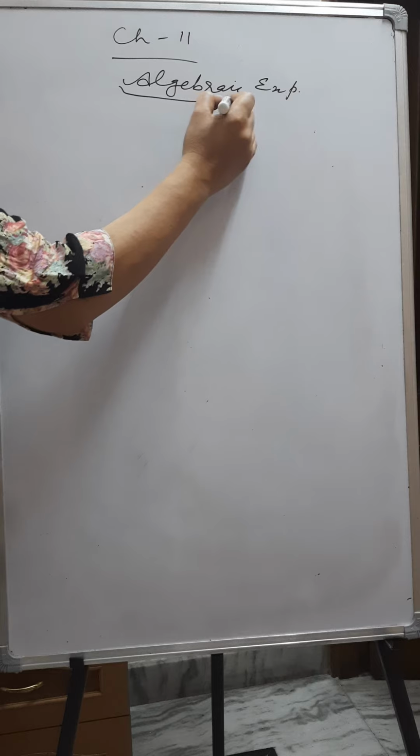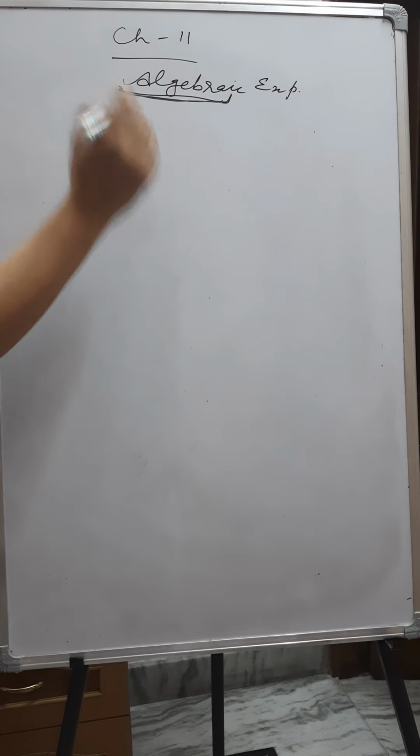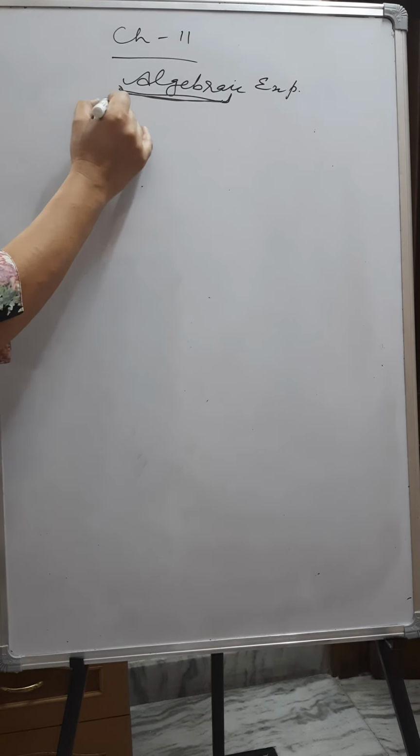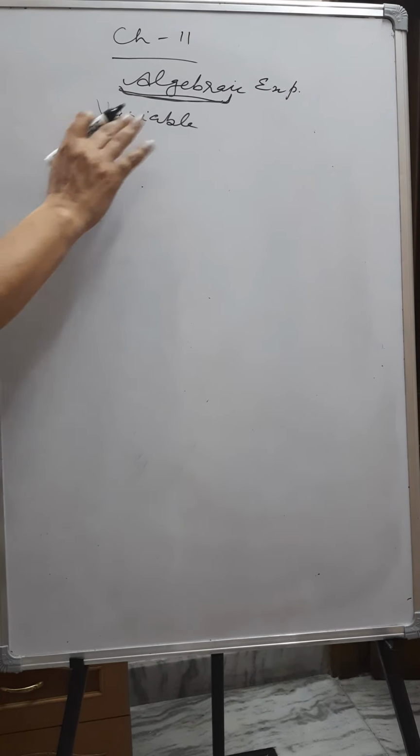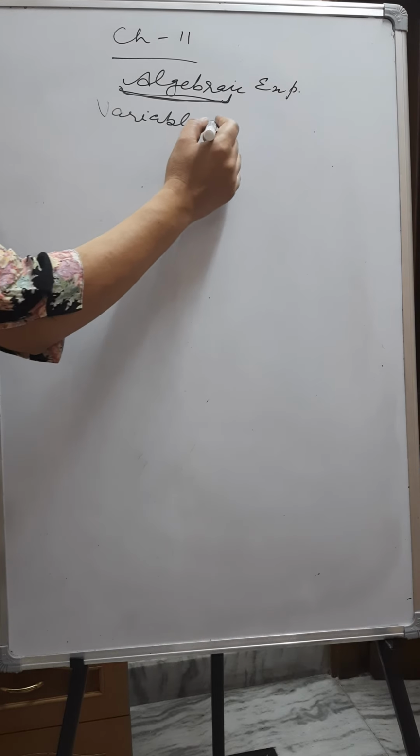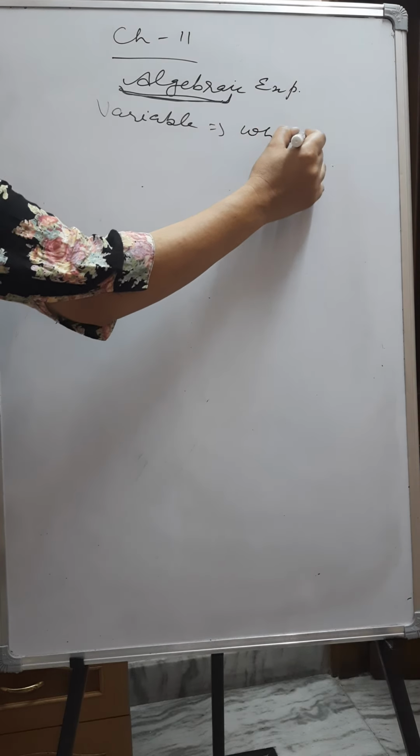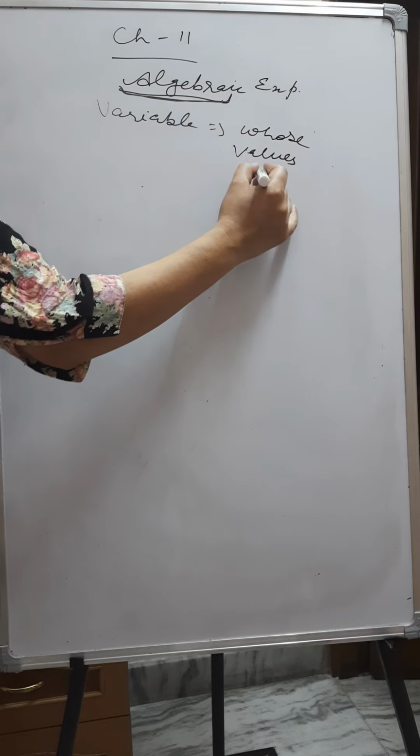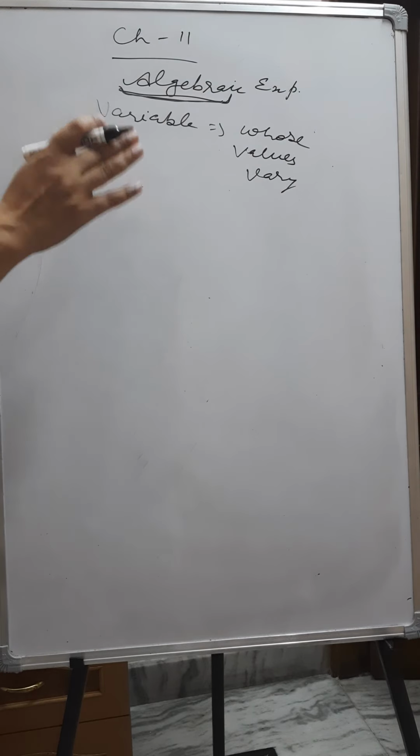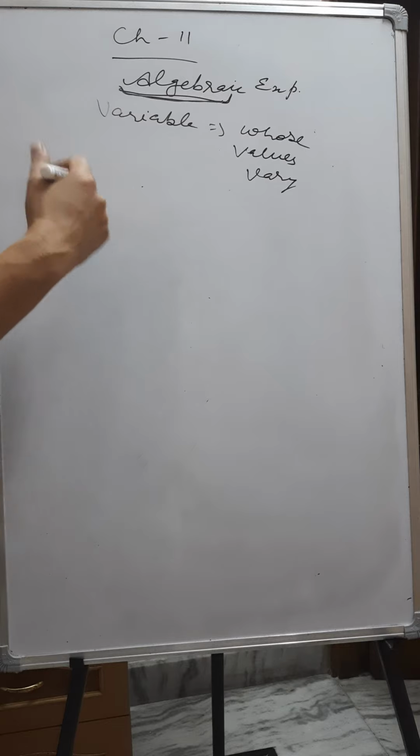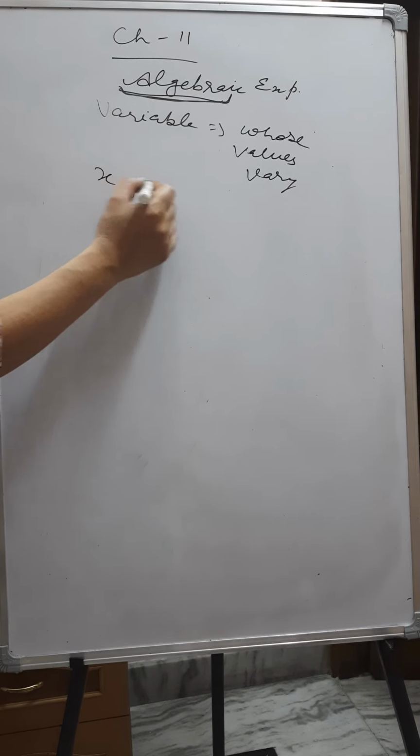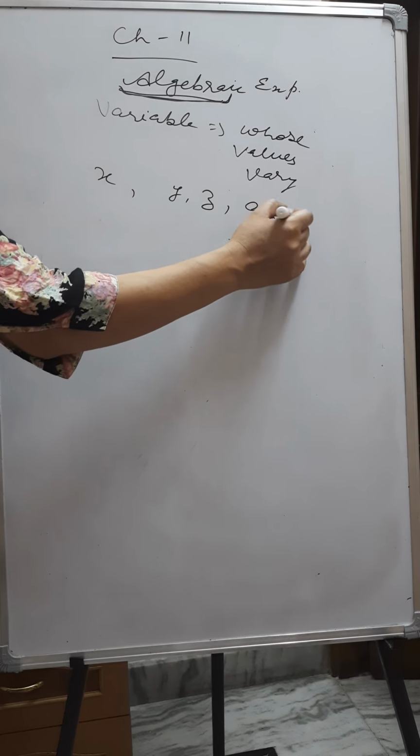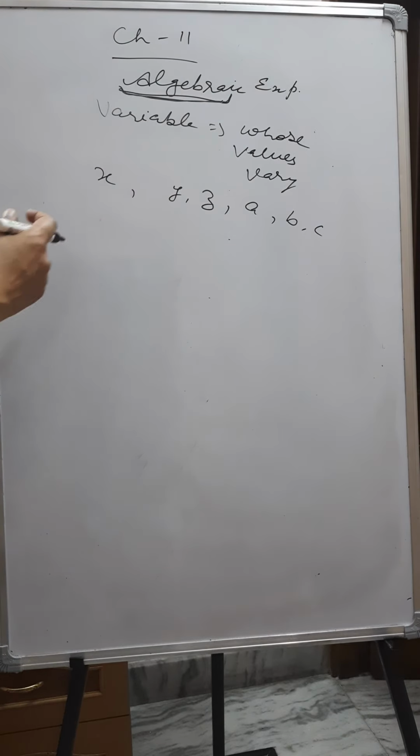As the name suggests, algebra. Algebra means that we have to deal with variables. Variables are those whose values vary, which are not constant, जिसकी वैल्यू बार बार बदले, that is called the variable. And we generally consider x, y, z, a, b, c alphabets as the variables.